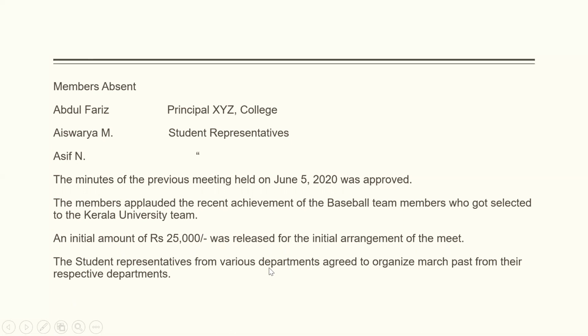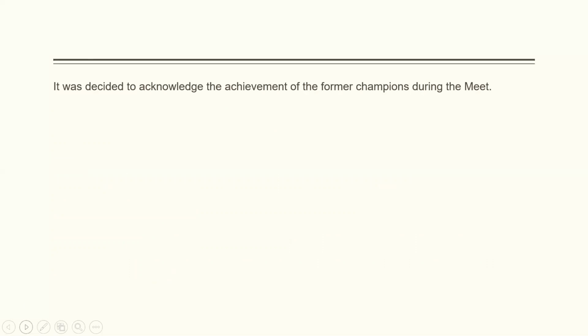The student representatives from various departments agreed to organize a march past from their respective departments. Now in a sports meet we have a march past, and student representatives from various departments agreed to do the march past. Next, what can you have for a meet? You should have one or a maximum of four events you could write in the minutes. At least you need to have a list of four things in the minutes.